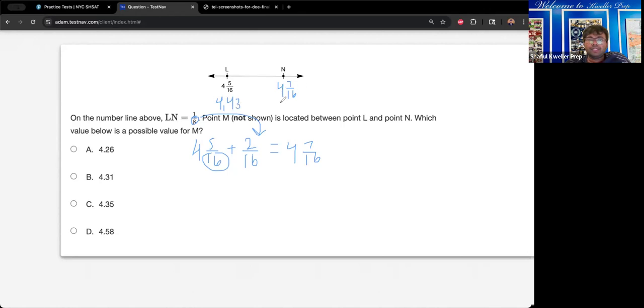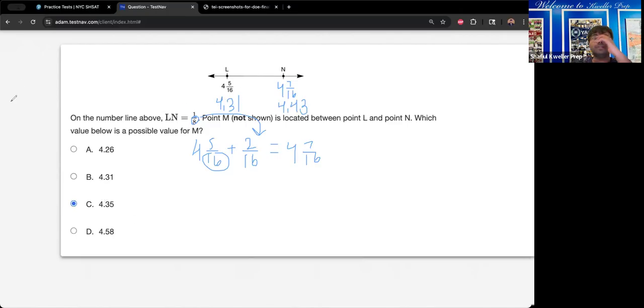7 over 16 is like 4.35. Or, oh wait, no, I messed it up. This one is 4.31, and this one is 4.43. So the only one that lies in between them is going to be C. The rest of them don't lie in between them.